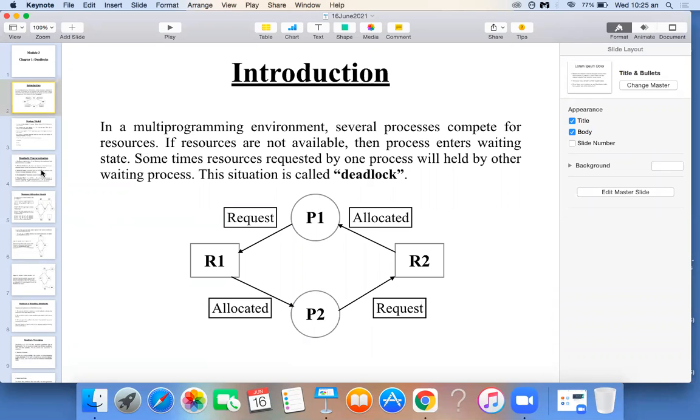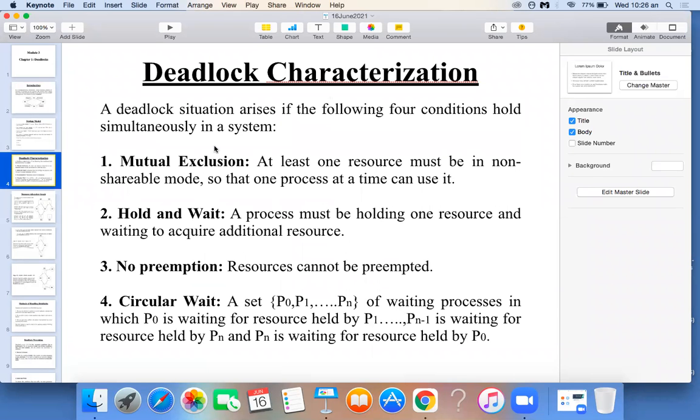When a deadlock will occur in our system, we say so based on the four necessary conditions. So these are the four necessary conditions. All these things have to occur in our system. Then only can we say that our system is under deadlock now. So what are those four conditions? The first one is mutual exclusion. We know mutual exclusion means only one process is allowed to execute.